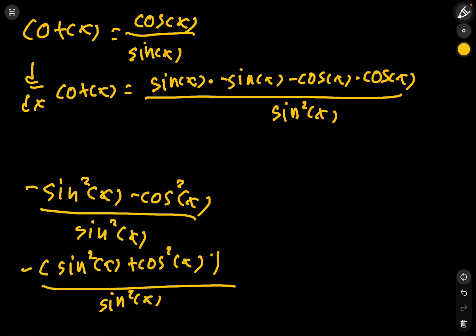Again, since we know trig identities, we can just say that sine square of x plus cosine square of x is just 1, times the negative, which is just negative 1 over sine square of x, which is equal to negative cosecant square of x.